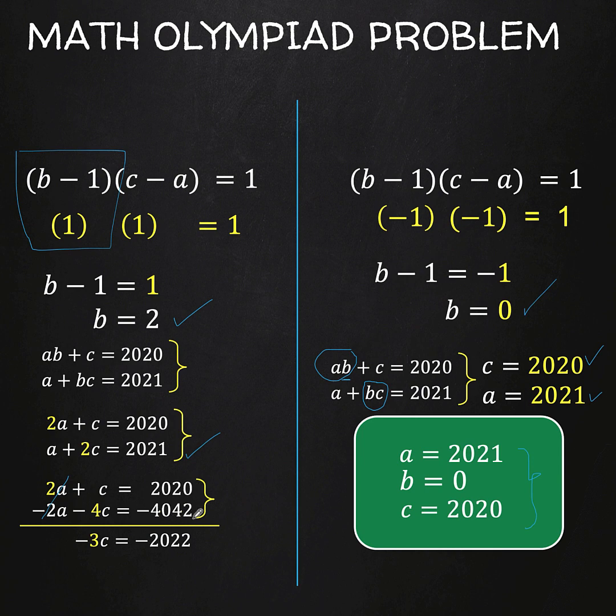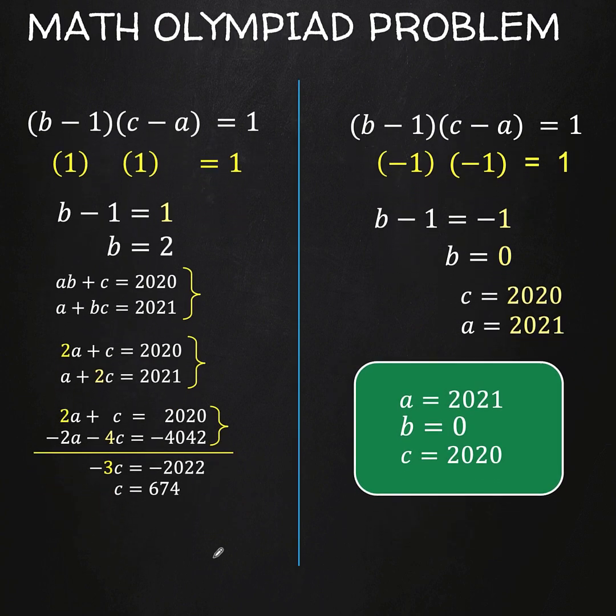2020 minus 4042 is equal to negative 2022. Divide both sides by negative 3. We now have the value for c. So we have the value for b, we have the value for c. We need to find the value for a. So let's find the value of a.